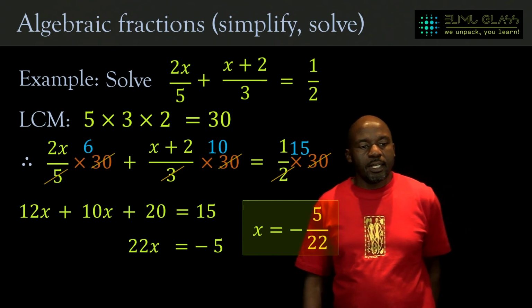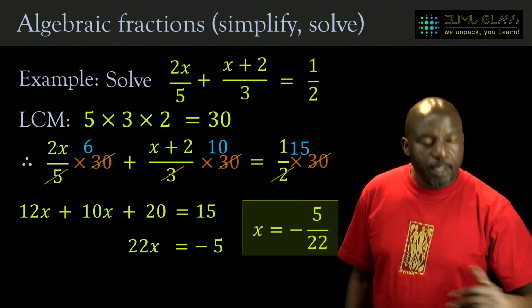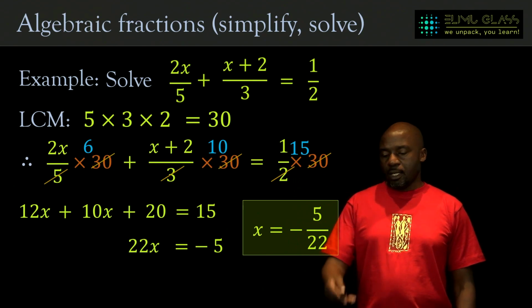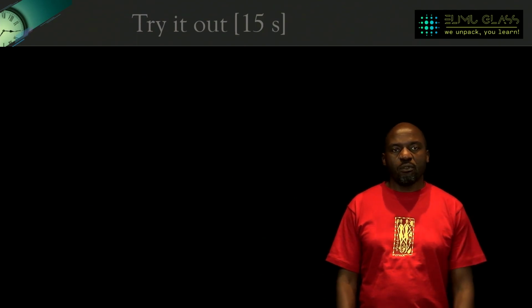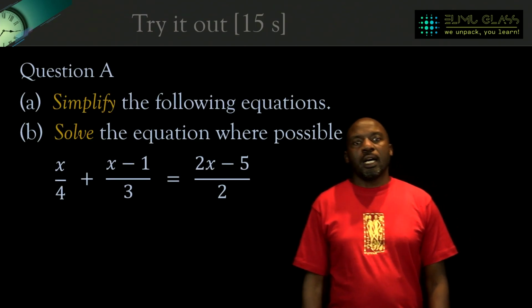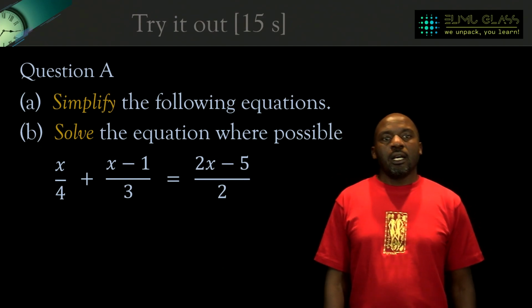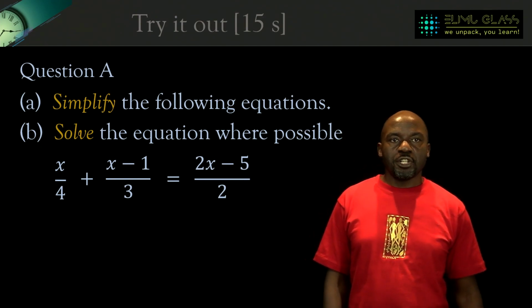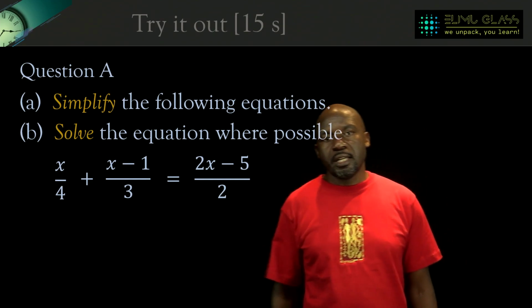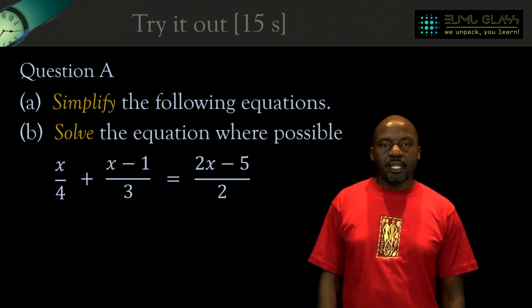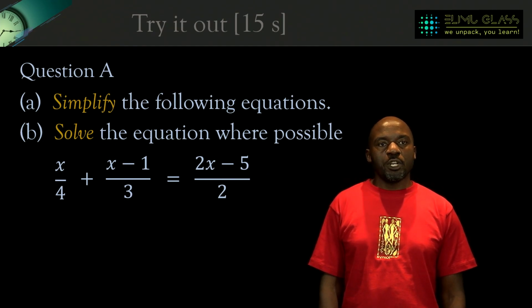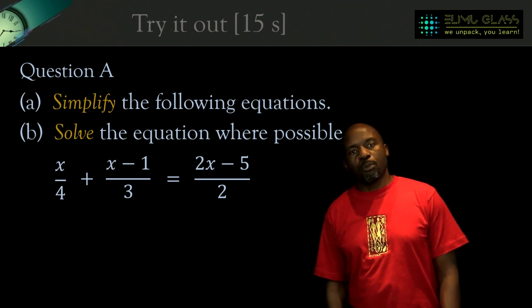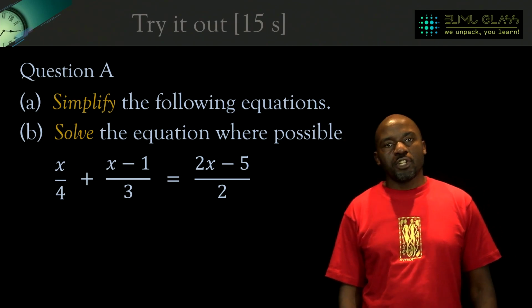So welcome back, and let's see some examples on this. I want you to try these questions. It should take you a few minutes at most. Here is one question. Question A. The first thing is to simplify the equation. Simplify it the way we did by multiplying through by the LCM of the denominators, and then solve the equation where possible. So pause the video and try out this question.